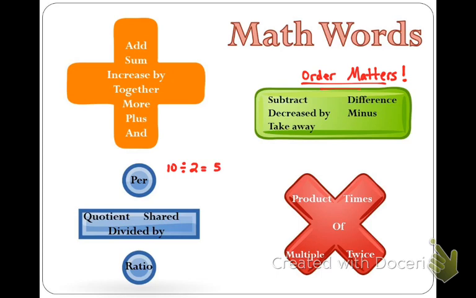5. If I had 10 people, I want to put them into 2 groups, there would be 5 people in each group. What about this? 2 divided by 10. If I have 2 people, can I divide them into 10 groups? No, okay? So does order matter whenever you are doing division? Yes, so I want you to write there with your red pen, somewhere near it, order matters.